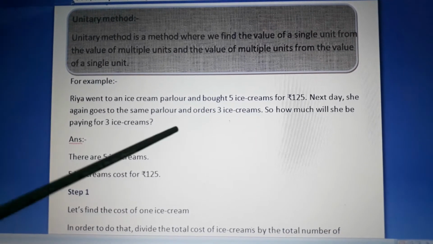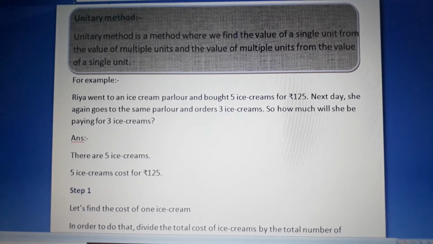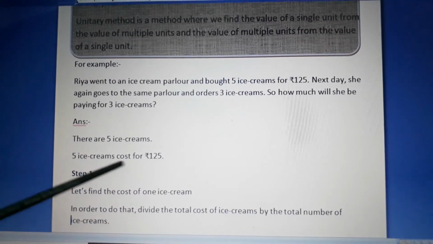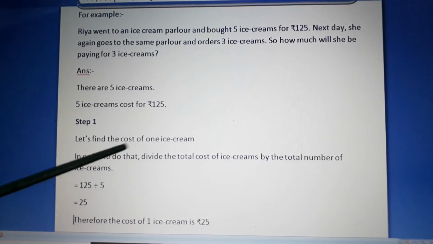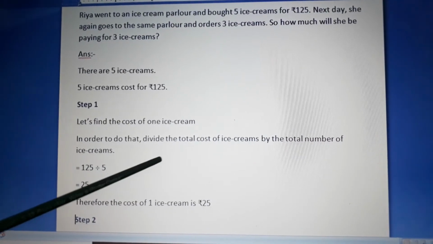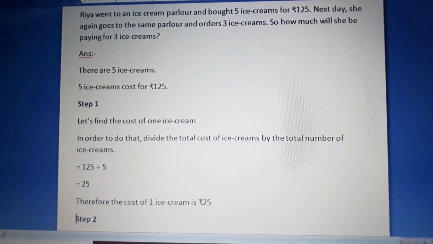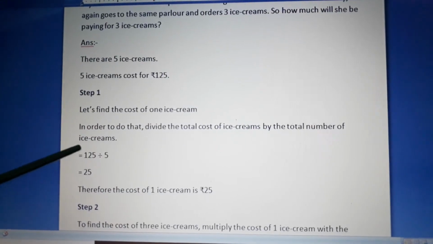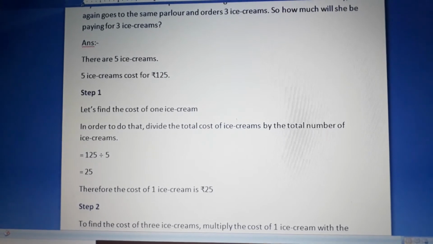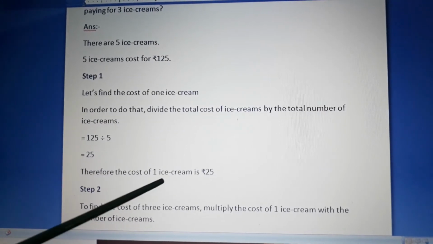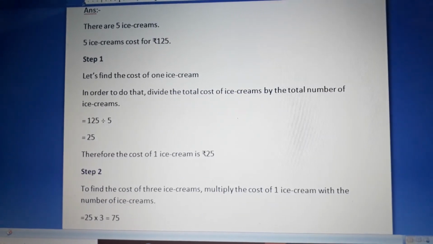So, for that first we need to find the cost of 1 ice cream. So 5 ice creams cost rupees 125. Okay. So let's find the cost of 1 ice cream. In order to do that, divide the total cost of ice creams by the total number of ice creams. So 125 will be divided by 5. Answer will be 25. Therefore, the cost of 1 ice cream is rupees 25.